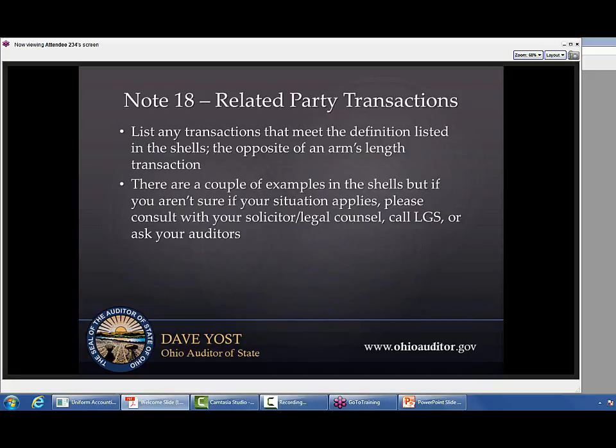Everybody understands that, hey, these transactions do occur. We do need things from this store, and we do purchase items from this store, and we're telling you that we do this in the notes of the financial statements. If you aren't sure, if you have questions, if you have a situation like this, whether it applies or not, again, talk to your solicitor, your legal counsel. You can call local government services, or if your auditors are in there, you can even ask your auditors. Again, they may have something in your prior year audit reports if a situation like this exists. So hopefully somebody will be able to help you get your issue resolved if you think you have this going on.